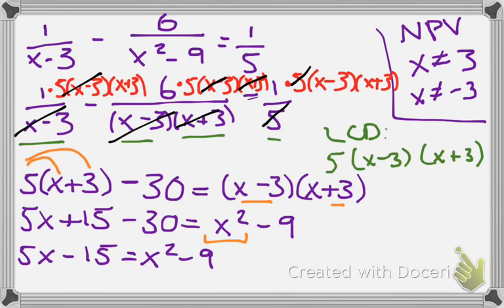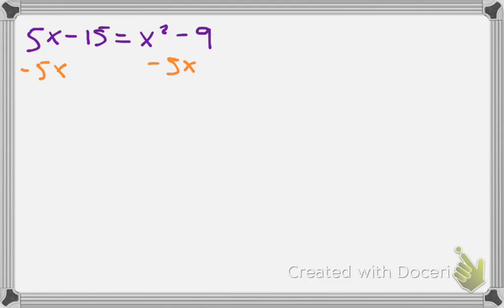Okay, so I'm going to flip over to a new page. What did we have? We had 5x minus 15 is equal to x squared minus 9. The next thing is we want everything to be on one side together. So let's subtract the 5x from both sides. I'm going through this one step at a time. Some people skip through a lot of these things and jump ahead. We get x squared minus 5x minus 9.